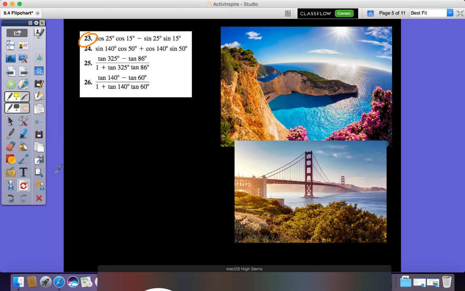Yeah, so this D part, 2D, this would be cosine of U, cosine of V minus sine U sine V, which would be what formula? So it'd be cosine plus. Good, yeah, that's exactly right. Cosine of U plus V. What is U in number 23, or your D part? 25. What's V? 15. So what would be my answer?